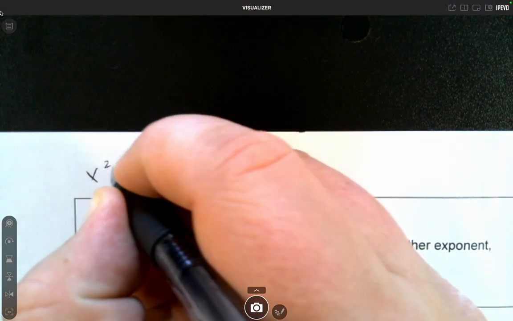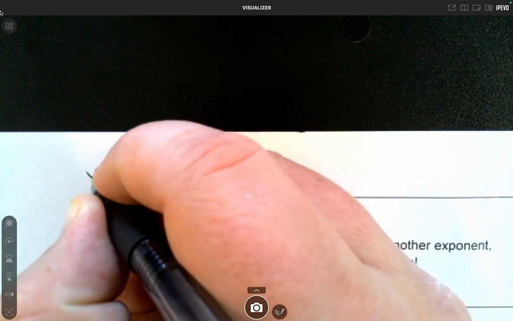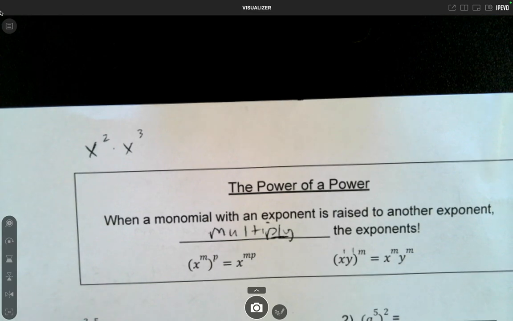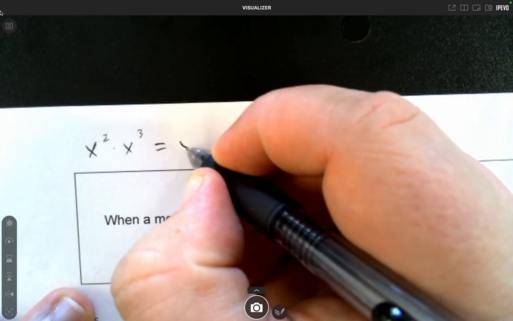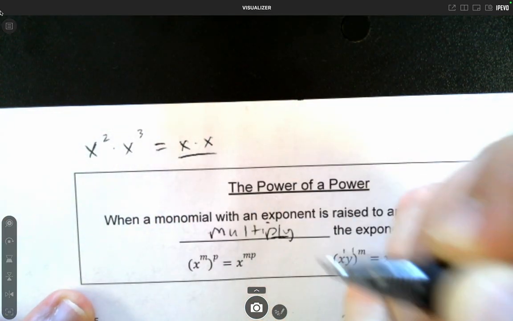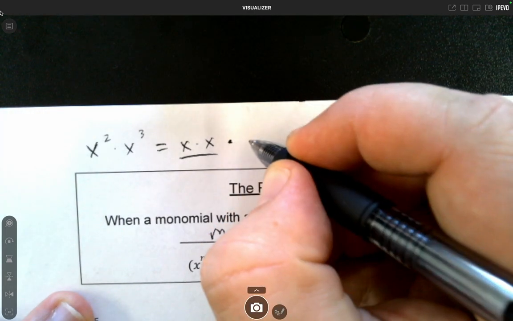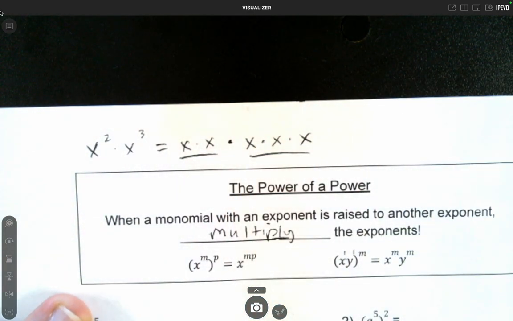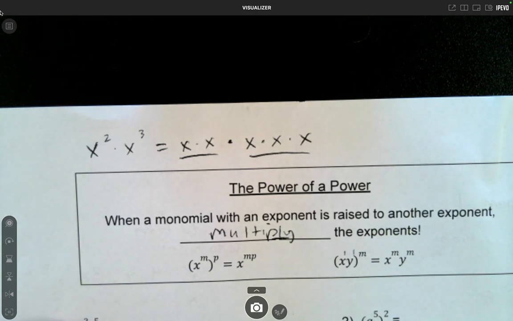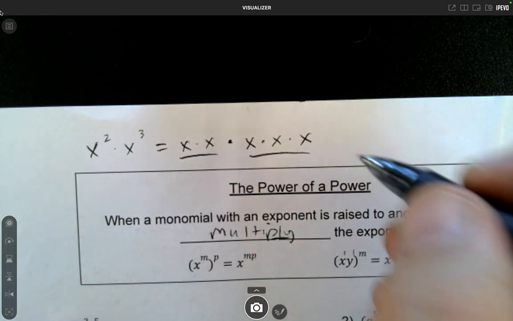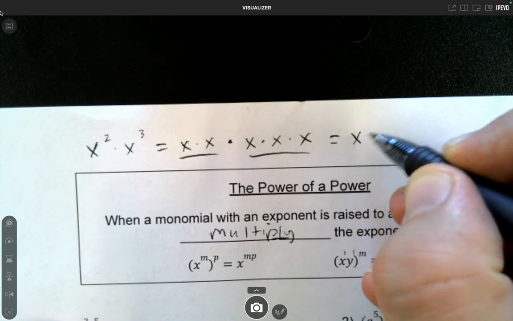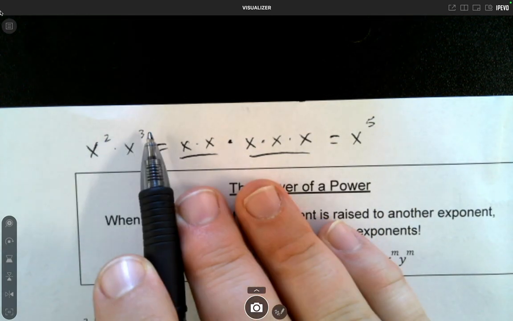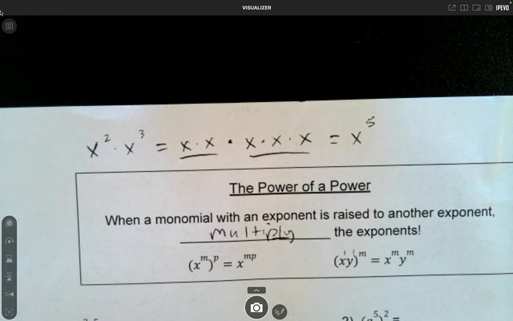Let's consider x squared times x cubed. Think about what the exponents really mean. X squared means x times x. X cubed means x times x times x. So if you look, we have 5 x's being combined, which we can shorthand into x to the fifth. So that's why you can just add these 2 exponents together and get the answer.